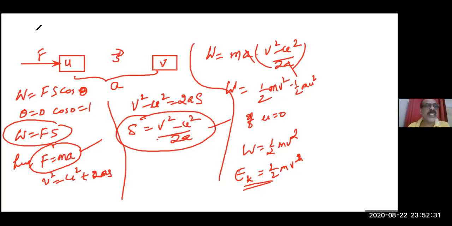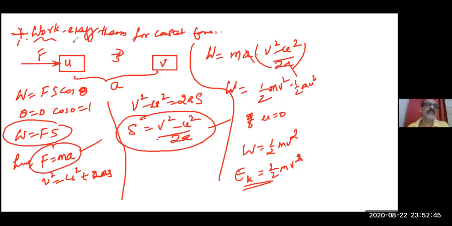Next heading, work energy theorem for constant force. Work energy theorem, very, very important. Work energy theorem for constant force.